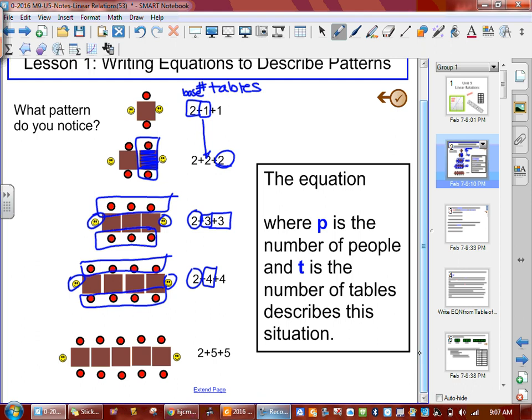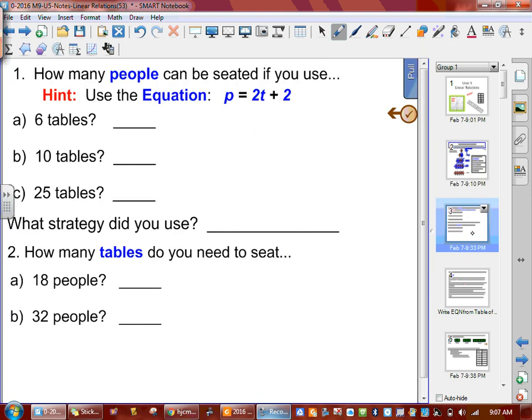So what we're going to do on the next page is we're going to create, if we have this equation, they're giving us an equation that represents the tables and the people. So the equation is the number of people is equal to 2 times the number of tables plus the 2 people that have to sit on either end. So this plus 2 is our base 2 people.